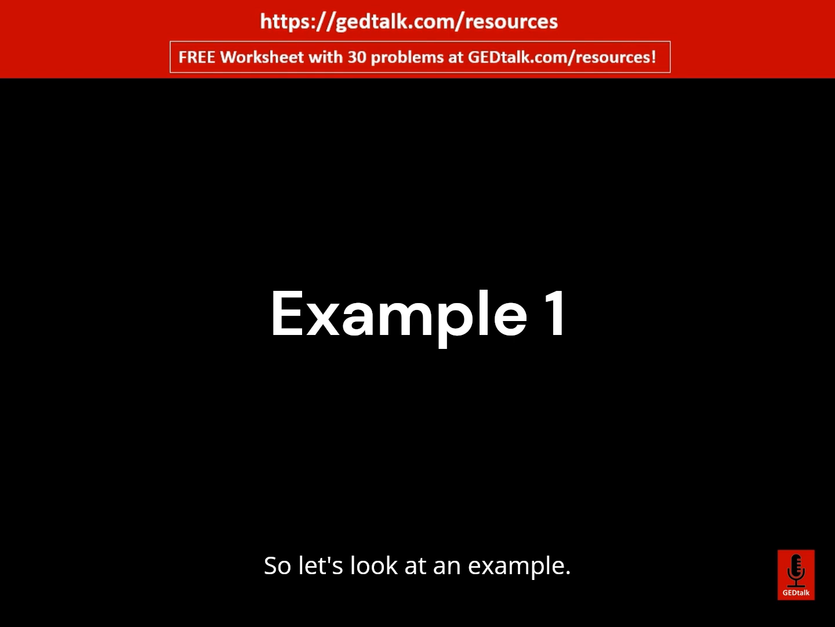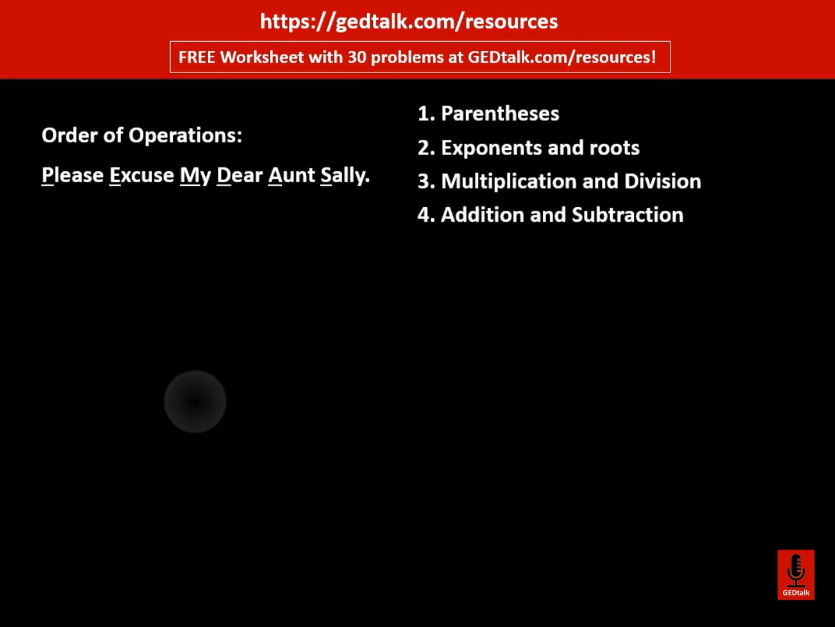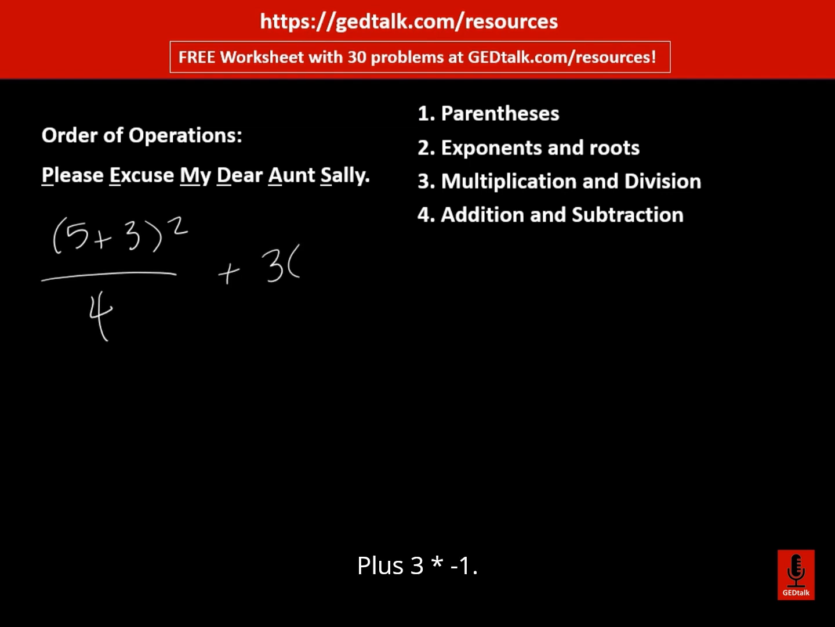So let's look at an example. We're going to use the example 5 plus 3 squared over 4 plus 3 times negative 1. So as I mentioned, there's a lot going on, right? And the math world is like, hey, just remember, please excuse my dear Aunt Sally and you'll be fine.